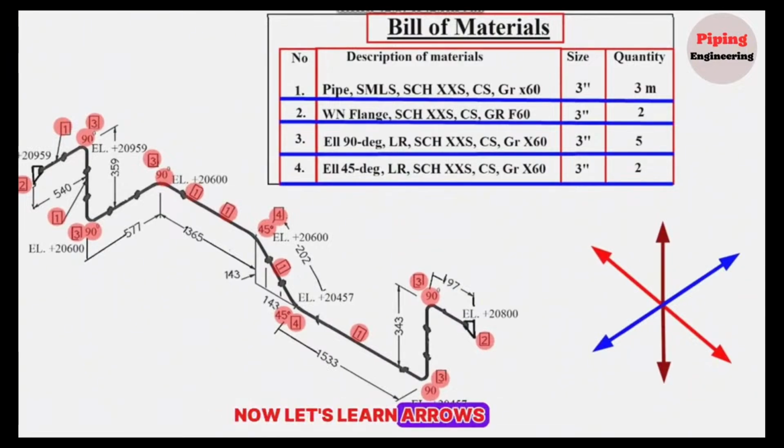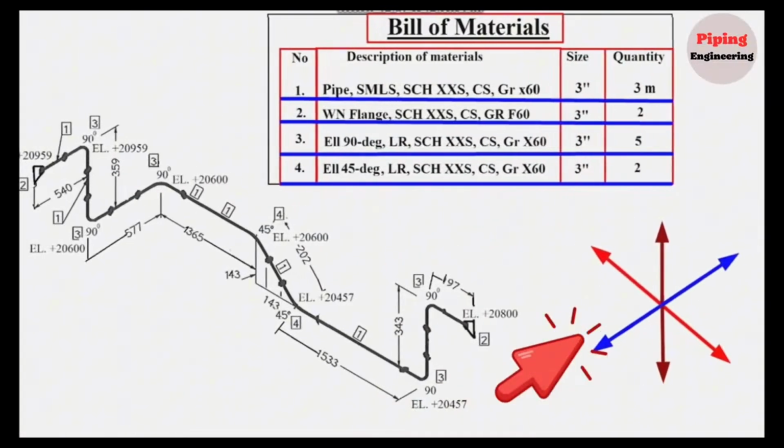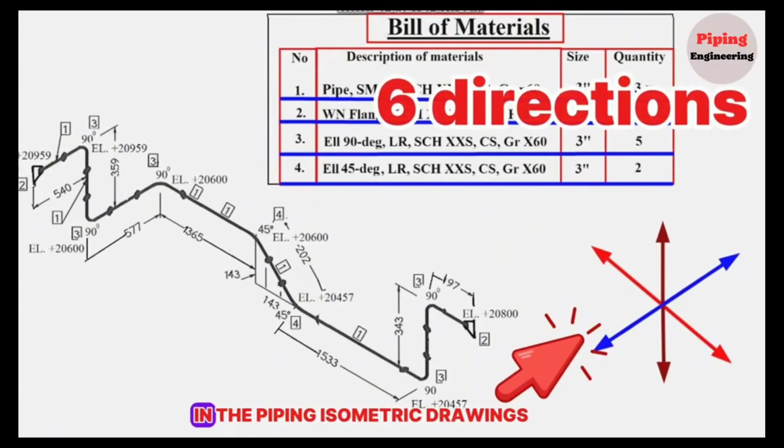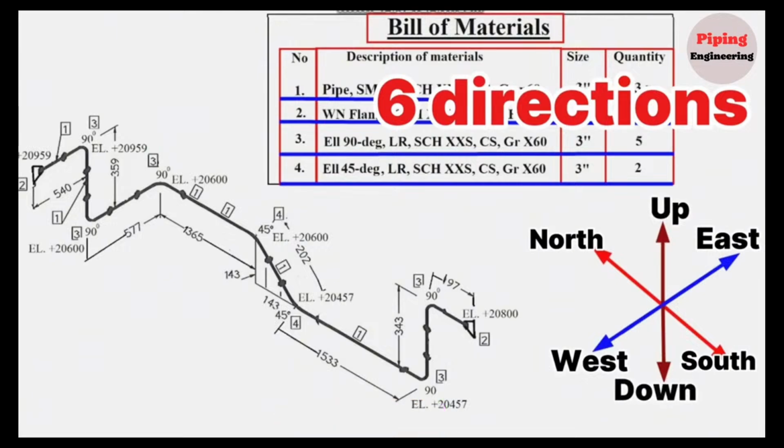Now, let's learn the arrows showing the directions in the piping isometric drawing. Piping engineers need to know these arrows well when reading piping drawings. There are 6 directions in the piping isometric drawings: north direction, south direction, east direction, west direction, up direction, down direction.